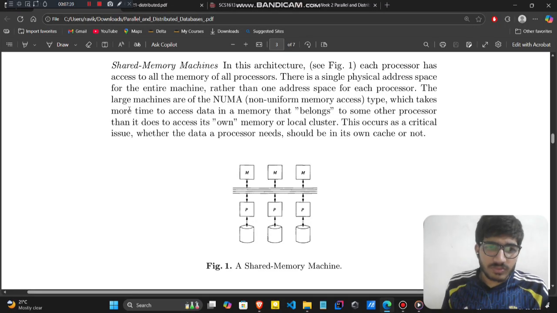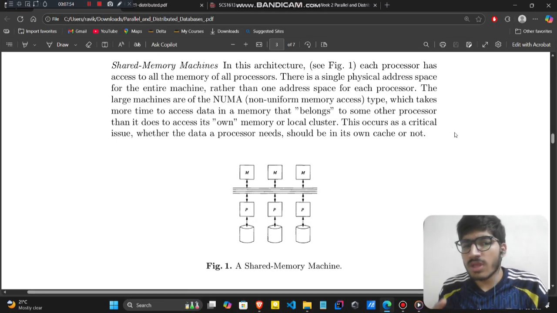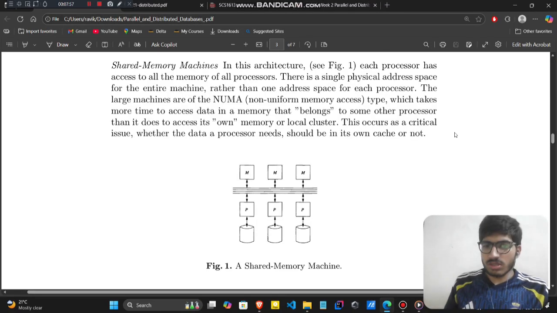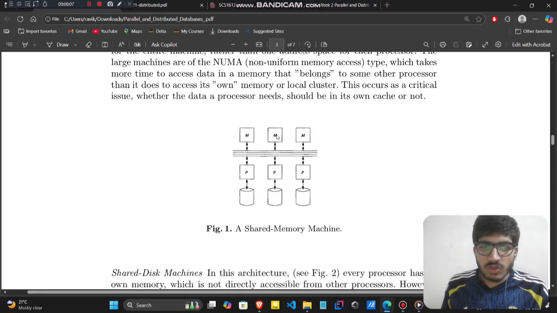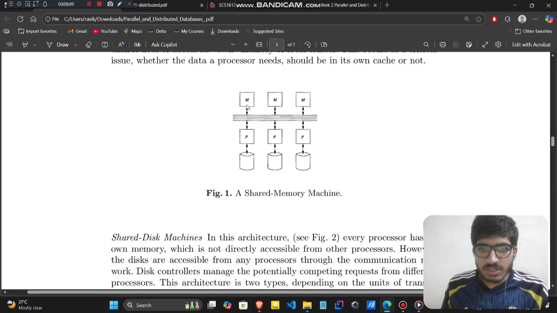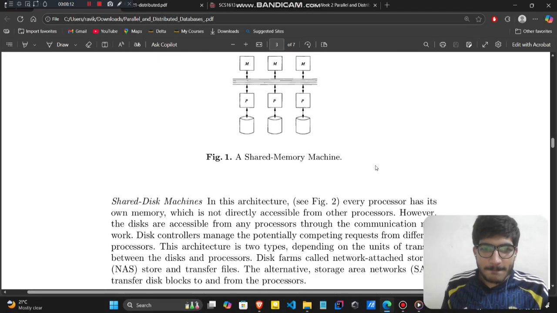The large machines are of the NUMA type, like non-uniform memory access type, which takes more time to access data in a memory that belongs to some other processor than it does to access its own memory or local cluster. This occurs as a critical issue whether the data a processor needs should be in its own cache or not. So this is a shared memory machine where this is memory, and this is database.